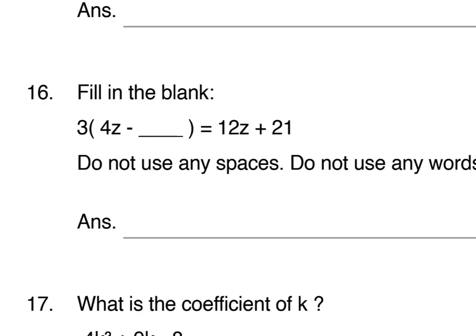This one's a little more tricky. 3 times 4z, well, that is 12z, so that's good. But 3 times negative what would give you positive 21? It would have to be negative 7. That's the answer. The reason it's tricky is because there was already a negative there. And I know it's funky to say negative 7 after the minus, but I designed this problem so that you would have to think, how do I get a positive from something that's already negative?